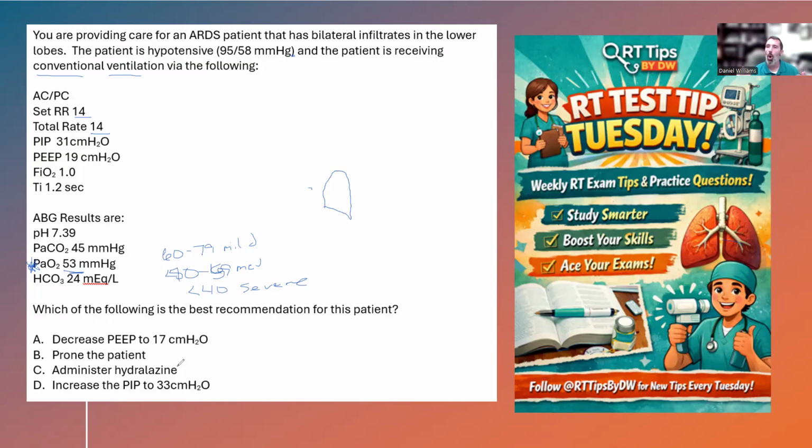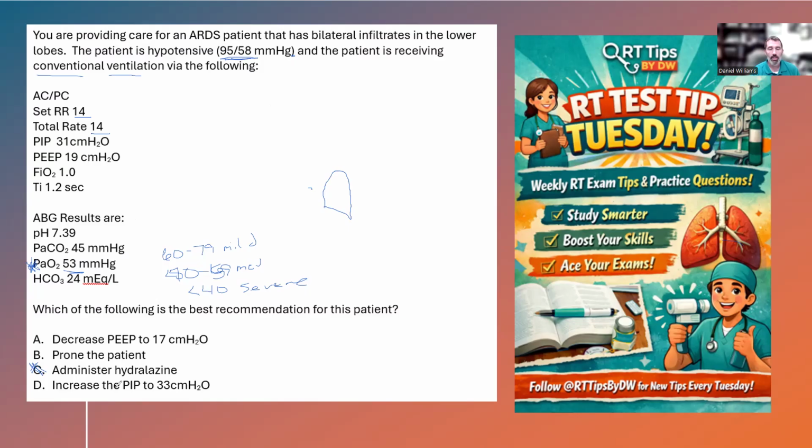Because you are a well-prepared future respiratory therapist, you remember that hydralazine falls under the vasodilator group. So if I give a vasodilator medication, what is going to happen? If I vasodilate, your blood pressure is going to tank even more. That patient's going to go from just hypotensive to really hypotensive. So I don't like that as an answer choice. I'm going to mark that out.